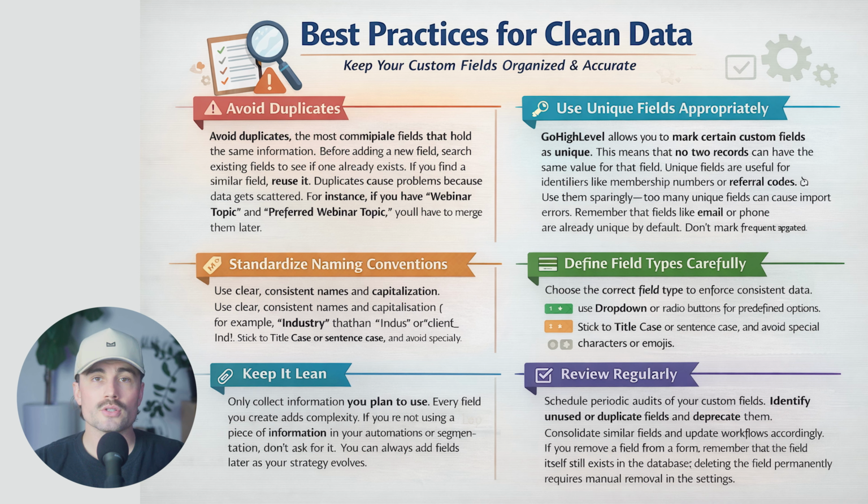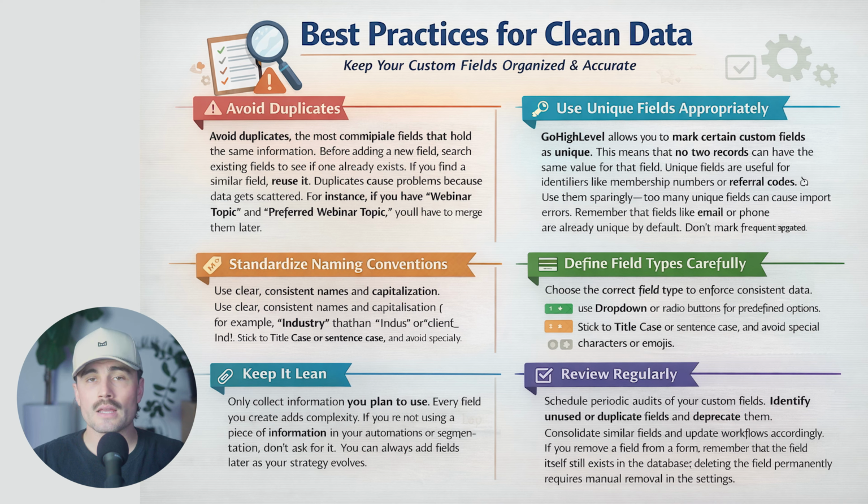Standardize naming conventions. So use clear, consistent names and capitalization. For example, choose Industry with a capital I rather than indus or client_ind. Stick to title case or sentence case and avoid special characters or emojis. Consistent naming makes it so much easier to search for fields, and it ensures that integrations work reliably.